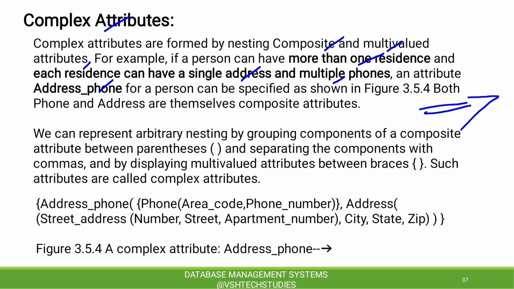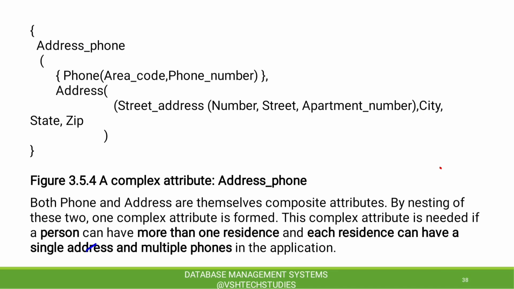We can represent arbitrary nesting by grouping components of a composite attribute between parentheses and separating the components with commas, and by displaying multivalued attributes within curly brackets. Such attributes are called complex attributes. This is written here and drawn clearly in the next figure. The figure shows the complex attribute address_phone.